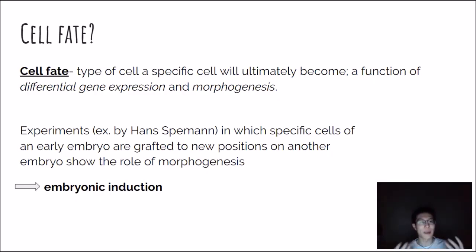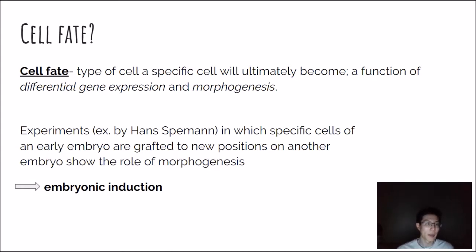Okay, so what exactly is cell fate? Well, you have a specific type of cell that will ultimately potentially become another specific type of cell. This differentiation into another type of cell is often a function of differential gene expression. Think about it: all of the cells have the same DNA, so if you're going to make the cells slightly different, you need differential gene expression or morphogenesis. So cell fate is what a cell, or a line of cells, is ultimately going to become.